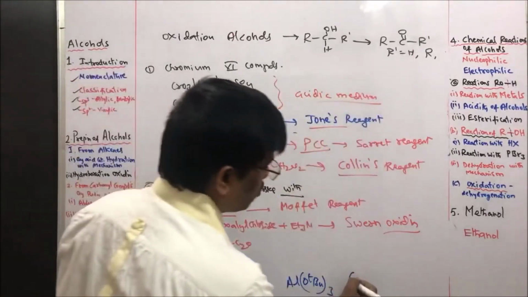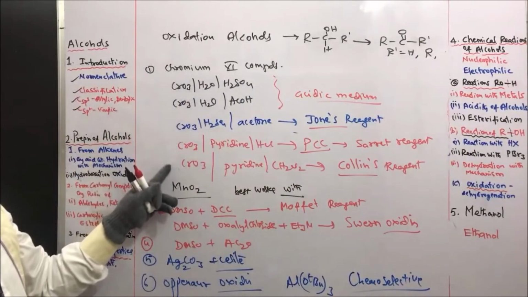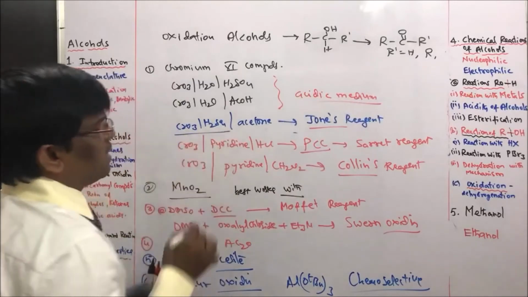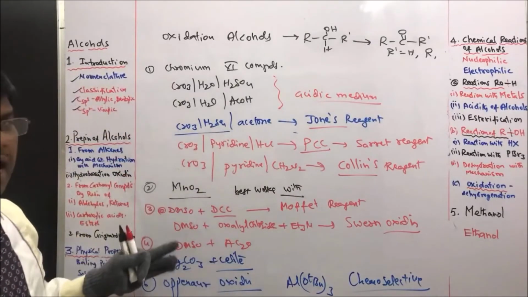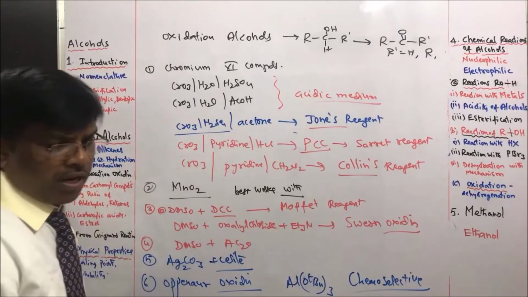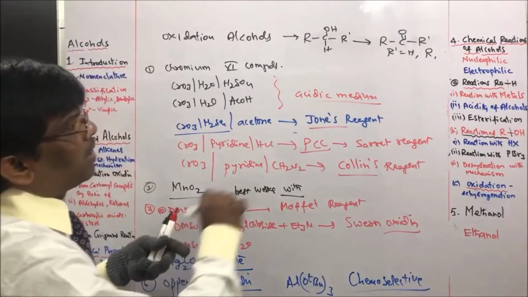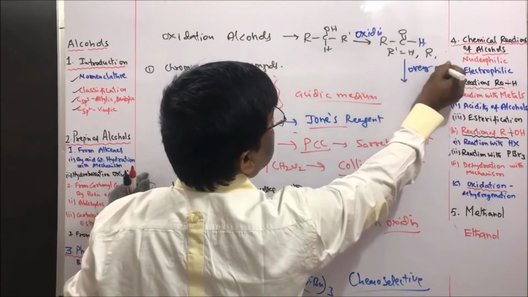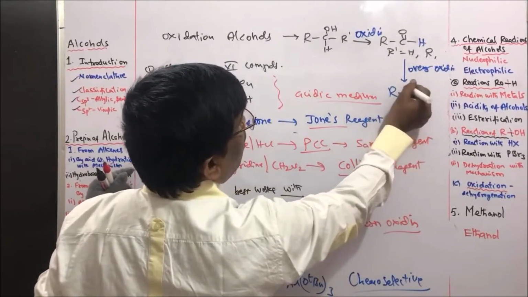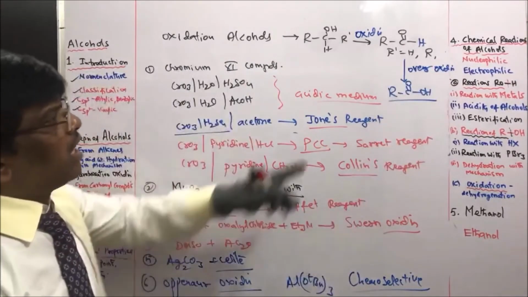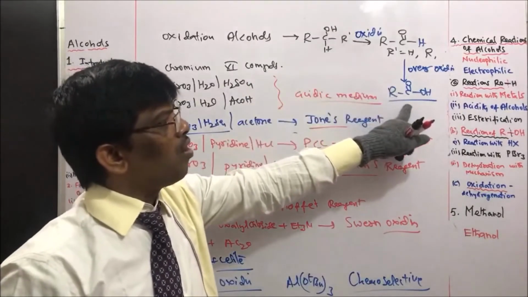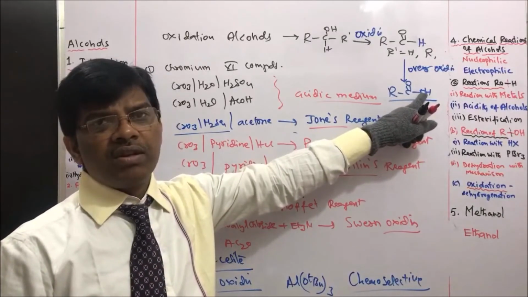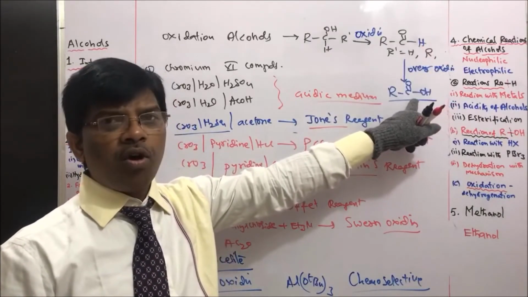It is chemoselective. These reactions may stop at the carbonyl compound. If we use strong oxidants instead of chromium trioxide, and if I use KMnO4, what is going to happen? Over oxidation. These carbonyl compounds, if this is H, undergo over oxidation to give acids. Oxidation is removal of hydrogen, and over oxidation is addition of oxygen, to give over oxidation products, carbonyl compounds to carboxylic acids.